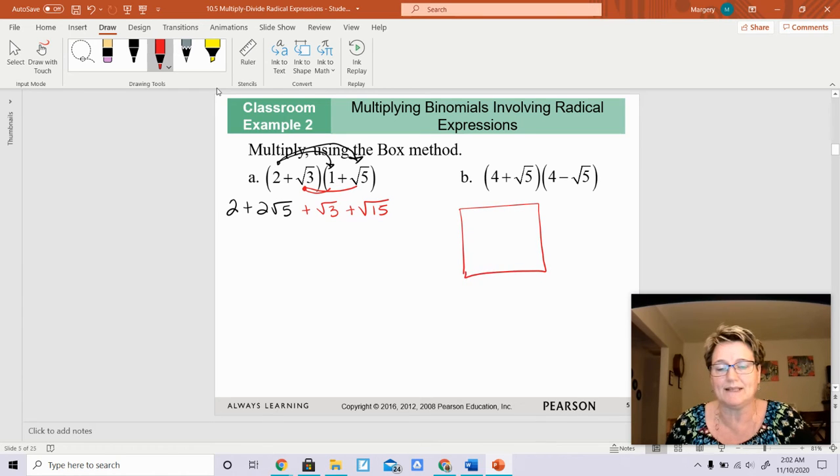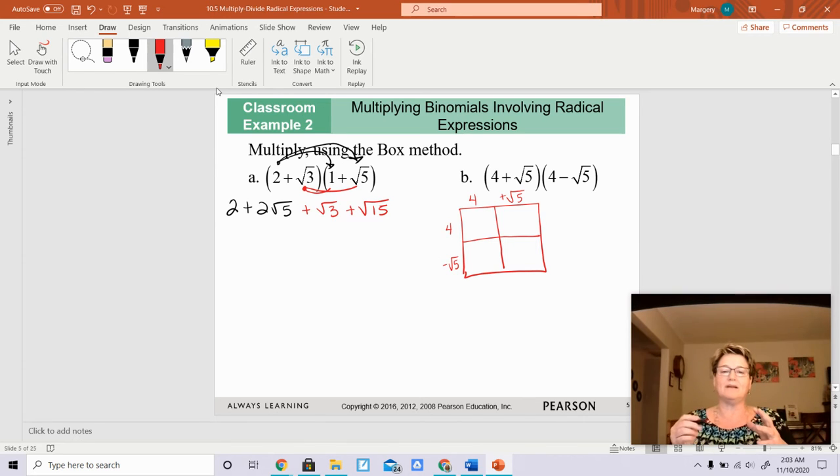So I'm going to make myself a box. And I'm going to use the first one. I'm going to put a 4 here, and I'm going to put a square root of 5 here. And it's a positive square root of 5. Now I'm going to put a 4 here, and I'm going to put a negative square root of 5 here. So basically this first parenthesis goes here and the second parenthesis goes here.